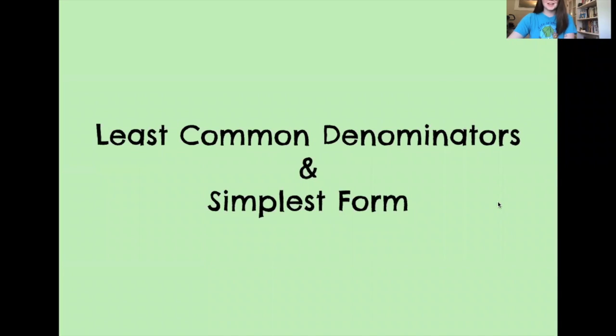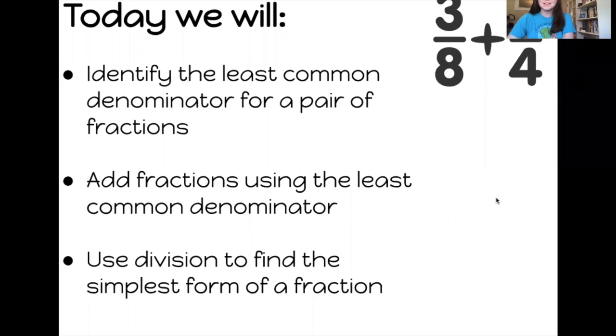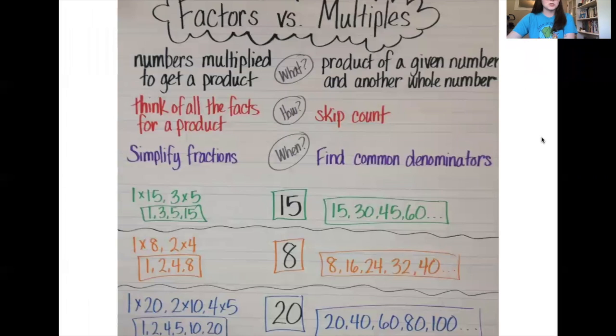All right, so like I said, we are going to be doing least common denominators and simplest form today. So today we will identify the least common denominator for a pair of fractions. We will add fractions using the least common denominator that we find, and then we will use division to find the simplest form of a fraction. All right, let's do it.